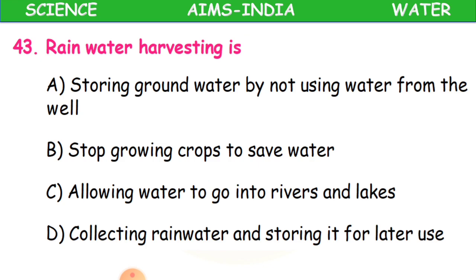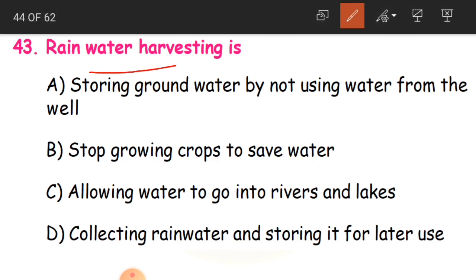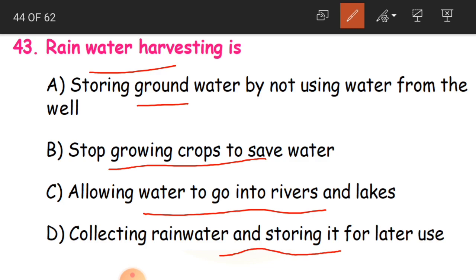Rainwater harvesting is. Rainwater harvesting. What do you mean by this? So whether it is storing groundwater by not using water from the well, stop growing crops to save water, allowing water to go into rivers and lakes, or collecting rainwater and storing it for later use. So what is rain harvesting, children?